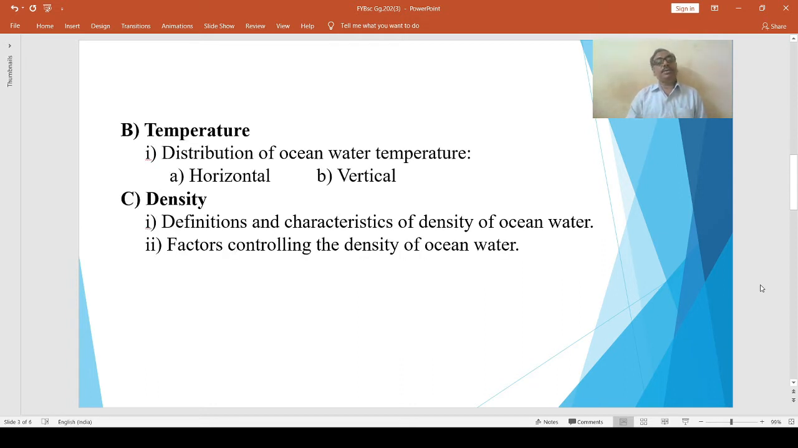And in another part of this unit, we have to study the temperatures of ocean water. Here we have to discuss distribution of ocean water temperature, horizontal distribution of oceanic water temperature, and vertical distribution of ocean water temperature. Then density of ocean water.